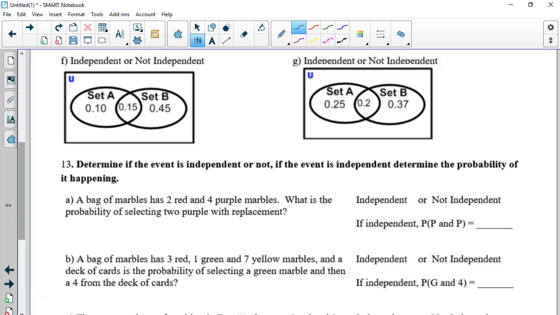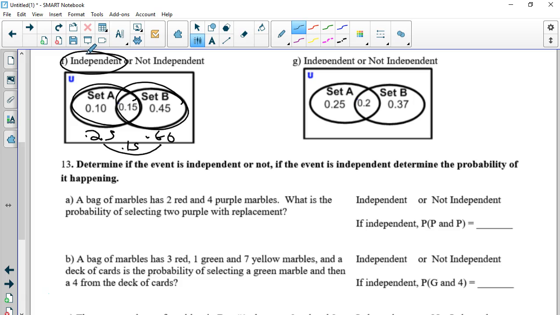Okay, on this one, the tricky part is we have to think about what's in A. Most of you are going to look and go, oh, hey, 0.10. No. A is 0.10 plus 0.15, so that's 0.25. So you should write that underneath. And B is 0.45 plus 0.15. Remember, this one is overlapping, so it's in both. So that's 0.60. Okay? If you do 0.25 times 0.60, you get 0.15, which makes it independent.